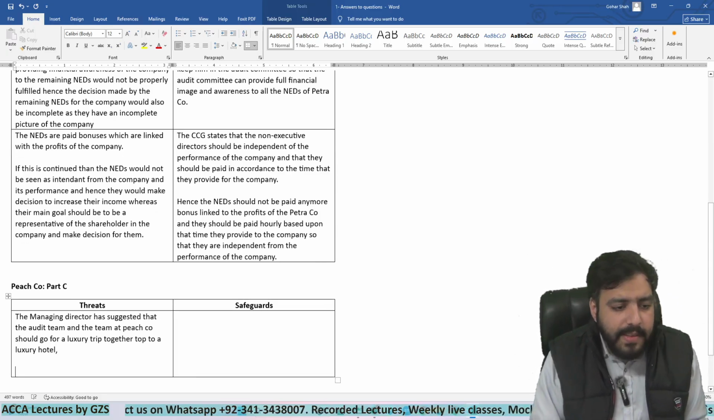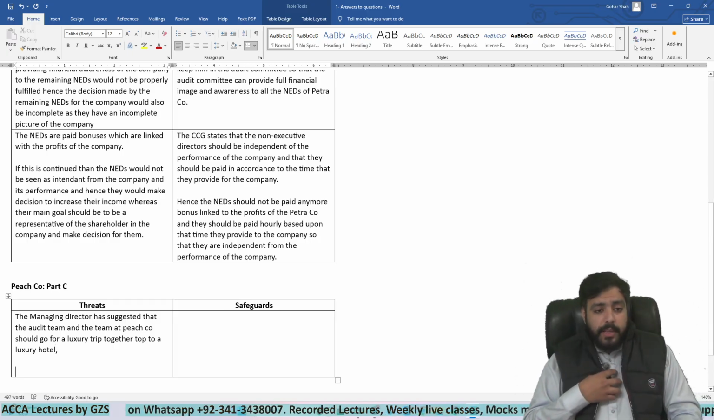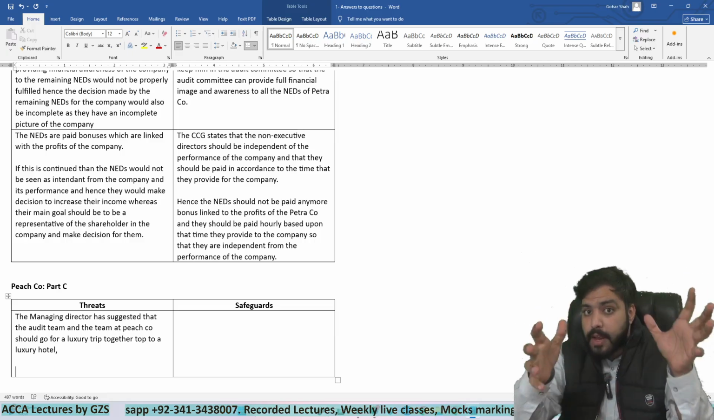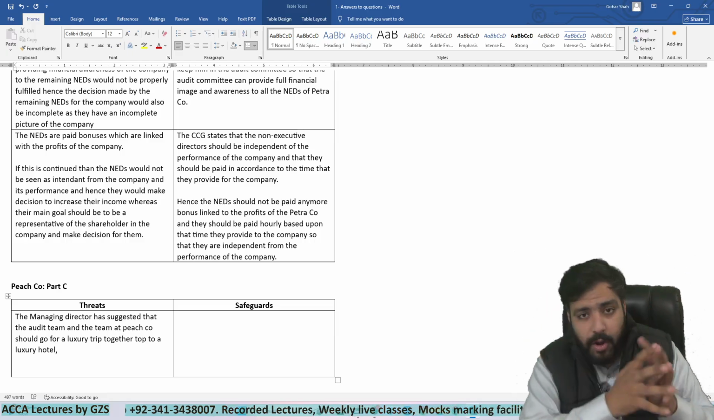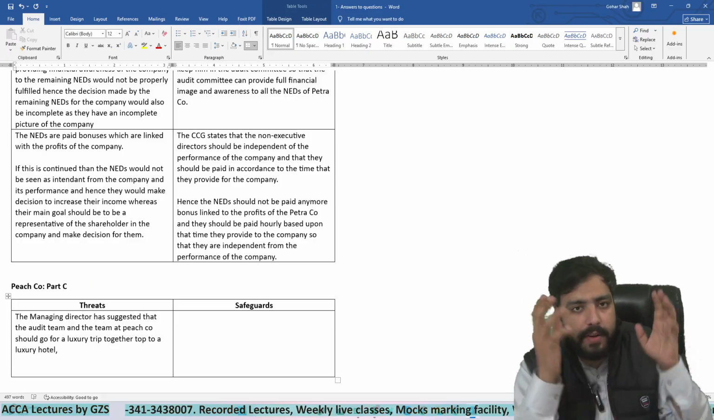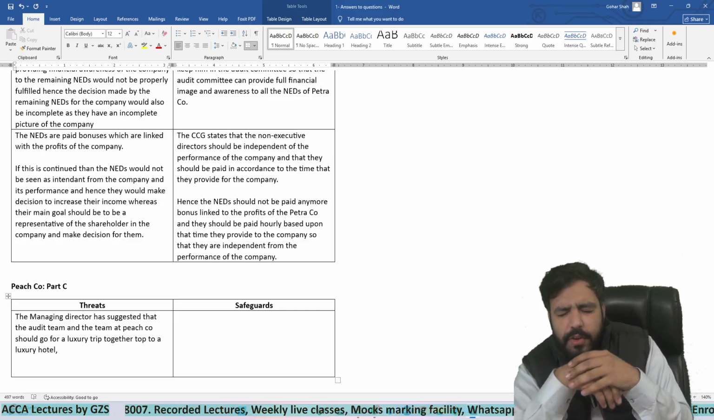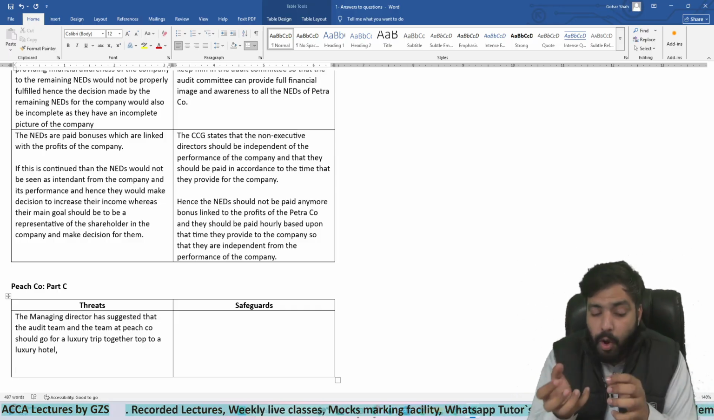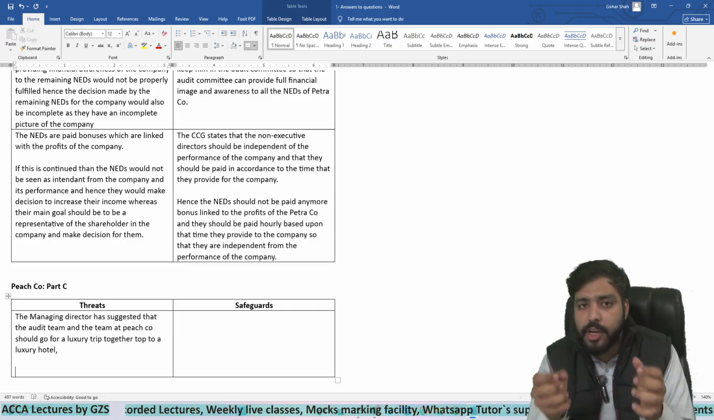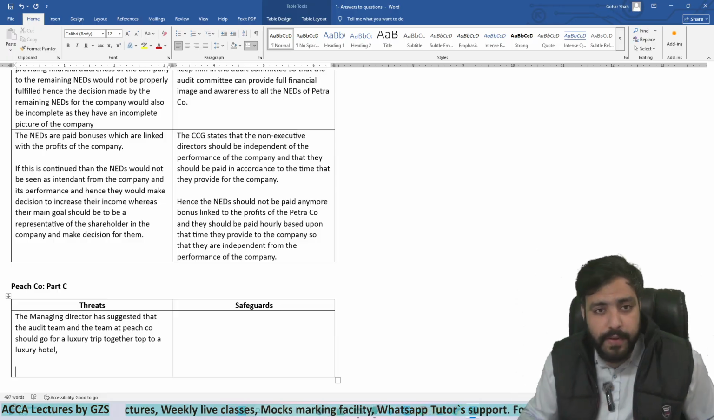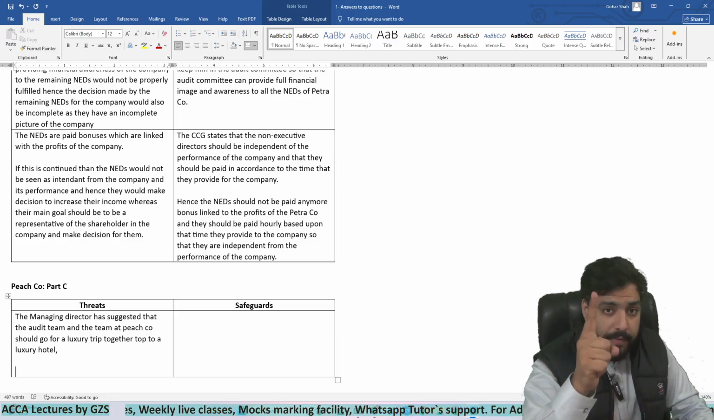Now, what does this issue create? This issue is linked with gifts and hospitality, and in short, now what threats are created because of this? First of all, self-interest threat, because now you would have a financial or non-financial interest, that you will feel indebted towards the client, that because this company has given me a luxury trip, I should also give them a relief when I identify issues within the financial statements. This is the first thing. So self-interest threat would be created.